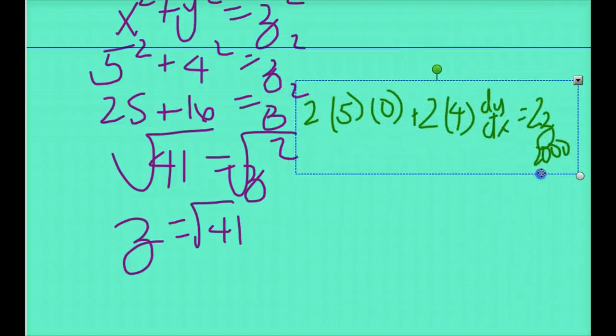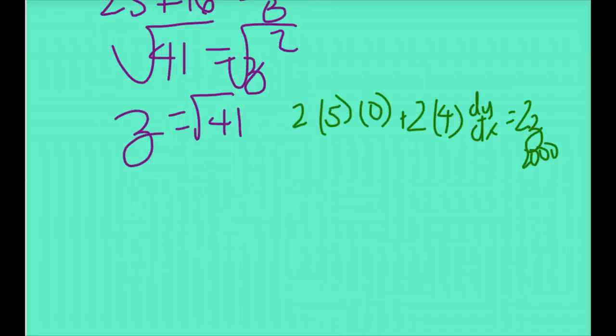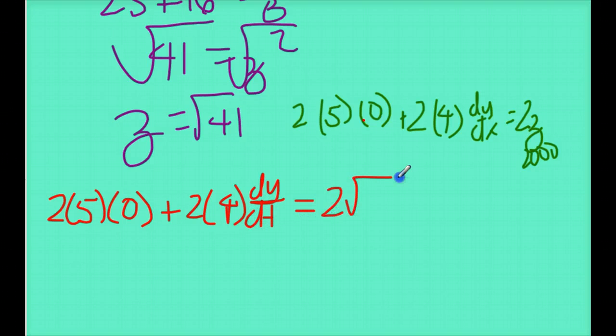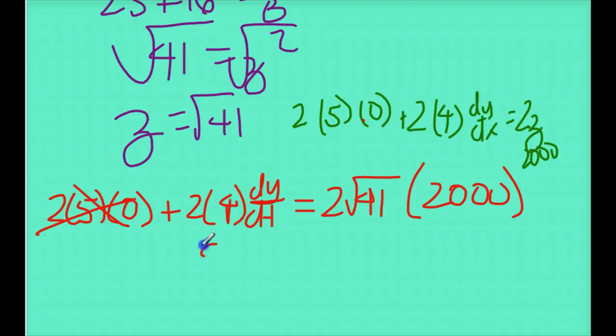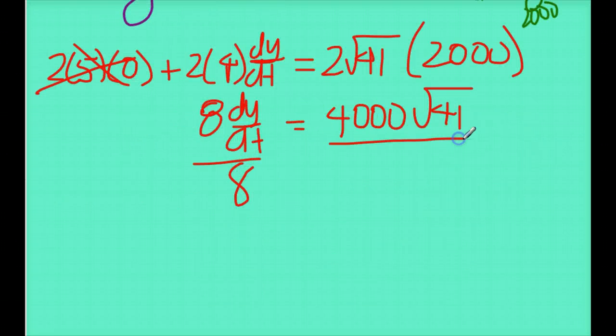Slide this to come over. So let's rewrite this so it's a little neater. If I plug everything in, I get 2 times 5 times 0, I'm just rewriting this, plus 2 times 4 dy dt is equal to 2 radical 41 times 2000. So if I solve for this, this cancels, and I get 8 dy dt is equal to 4,000 radical 41. And I need to divide by 8.